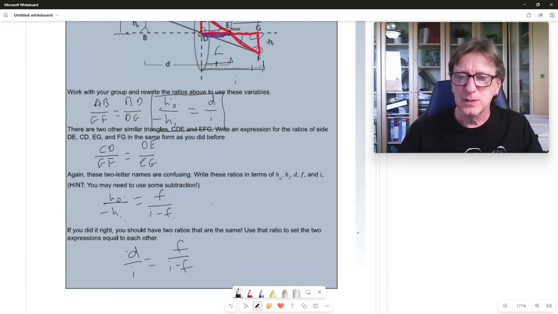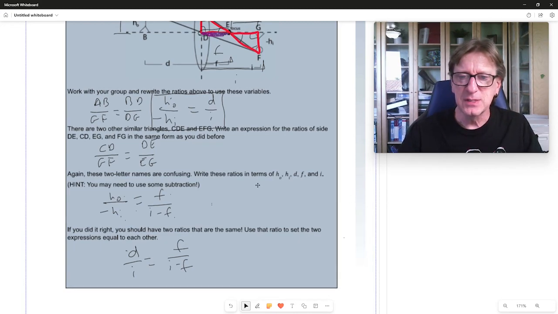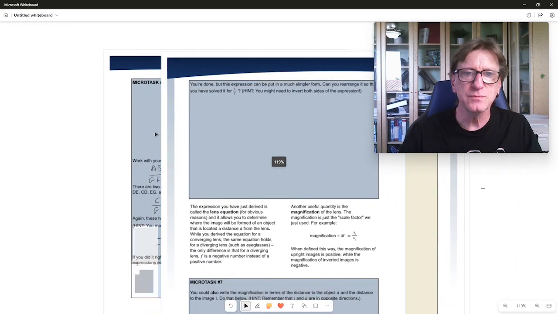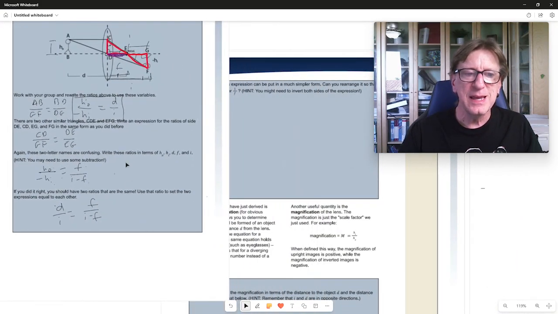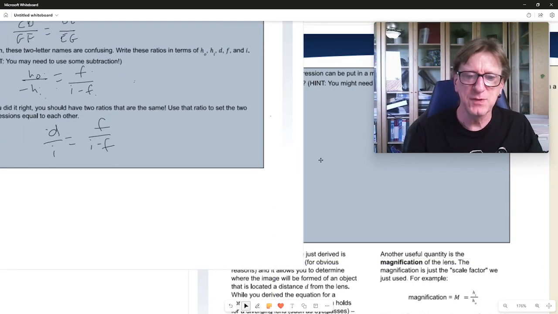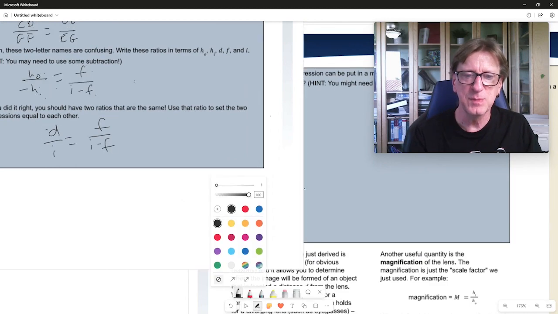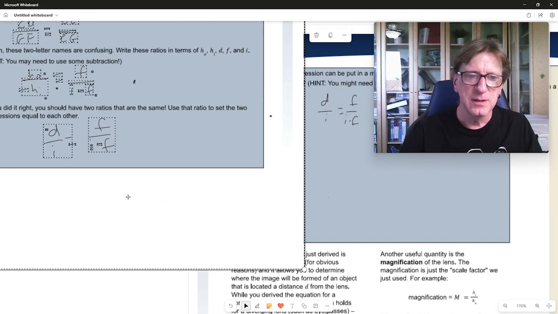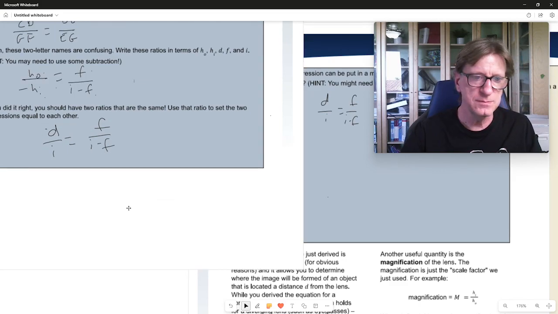Okay, I'm going to scoot this to the side for just a minute so that we can still use it. If I can get my computer to wake up. There we go. Now, technically, we're done. We've got the expression that we're looking for, but we want to maybe clean it up just a little bit. So I'm going to leave this here long enough to copy it down so that I don't have to keep this page up. So we've got D over I is equal to F over I minus F. All right, let's go ahead and delete this page then.